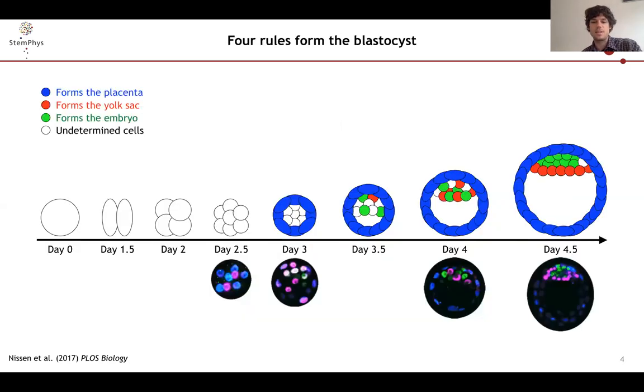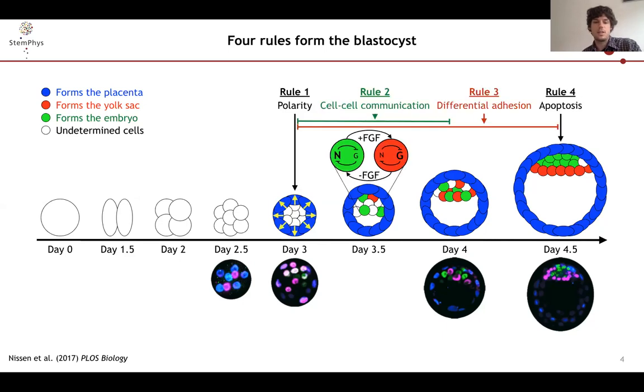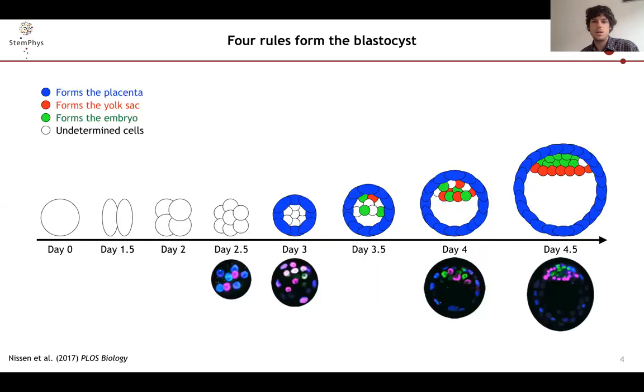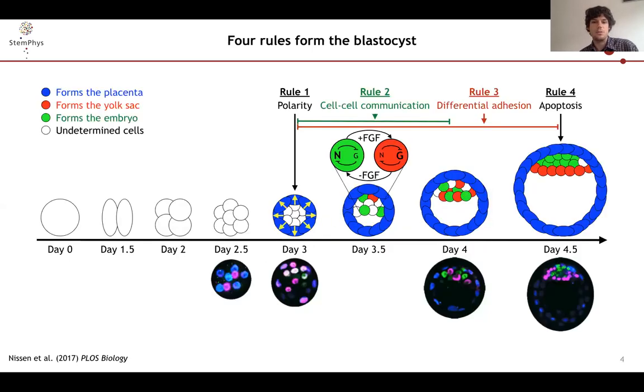So what you see on this slide at the bottom are immunostaining images similar to the ones in the previous slide. And on top is a diagram showing the development from fertilization to implantation. And here you have the 4 rules in the agent-based model. I don't have time today to go into detail in each of the rules. However, I do want to emphasize the first rule, the polarity rule, which we apply on day 3.